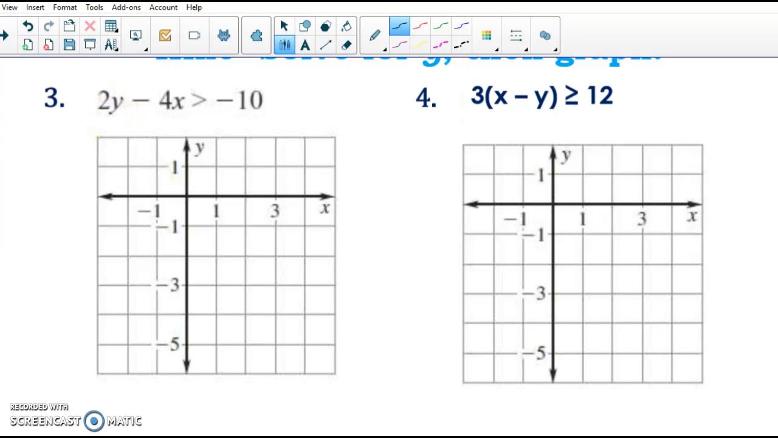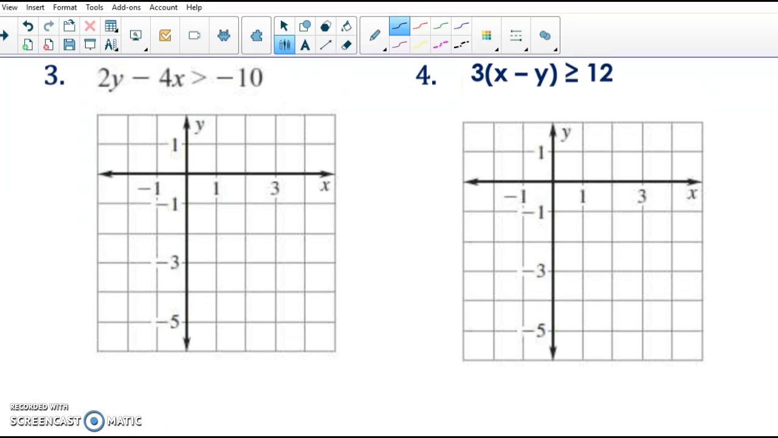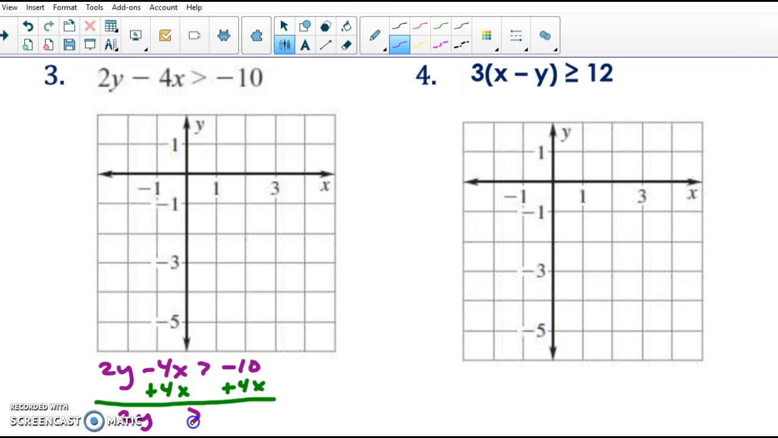So to do that, I'm going to give myself a little more space and rewrite this equation down here at the bottom. So I have 2y minus 4x is greater than negative 10. So my first step to getting y by itself is to add 4x to both sides. So over here, I'm left with 2y. Negative 4x and positive 4x are additive inverses, so they cancel to 0. And here, these are not like terms, so I'm going to put this in mx plus b form.